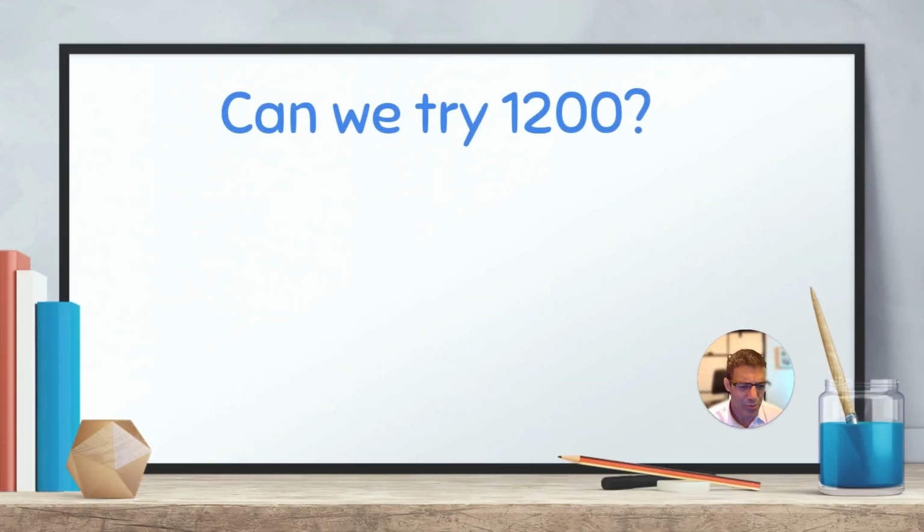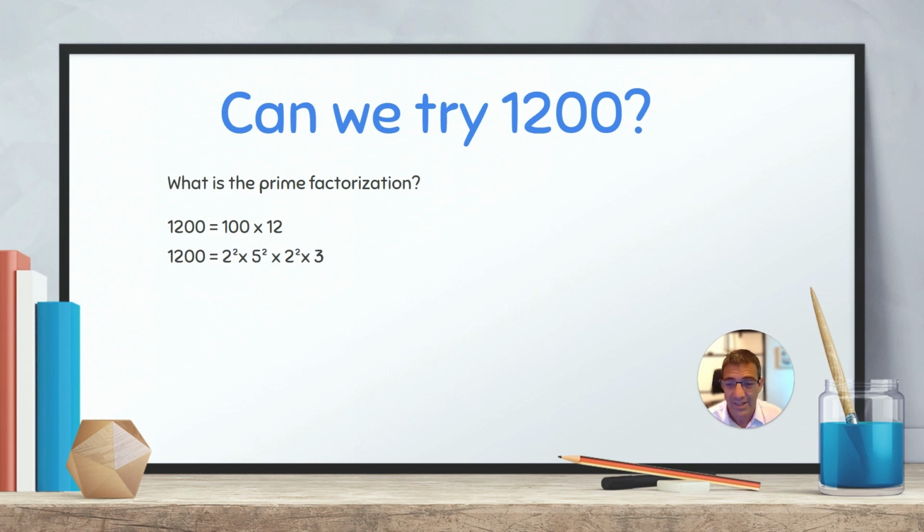So now could we try 1200 again? Because 1200 was a super annoying, big number. Well, first we would have to be able to find the prime factorization of 1200. And that's not too hard. Consider the fact that we've already done 12 and we've already done 100. So if we say that 1200 is 100 times 12, this is going to be quite useful. So if you remember, 100 was 2 squared times 5 squared, and 12 was 2 squared times 3. So 1200 is going to be 2 squared times 5 squared times 2 squared times 3.